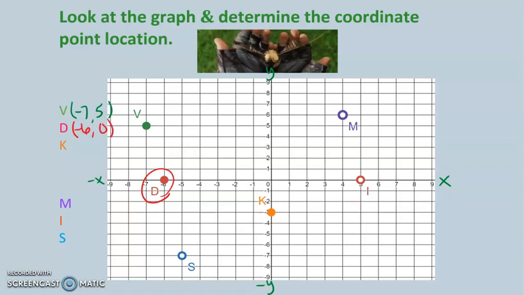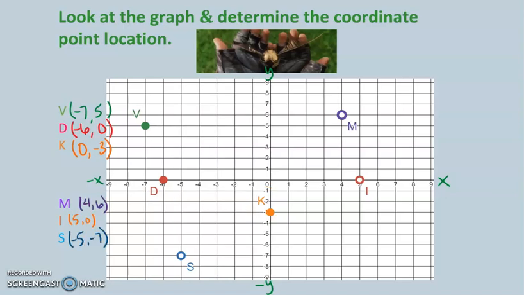All right, D is our next point, and I can see that it's at -6, 0. I went 6 spaces to the left, but I did not move up or down at all. And then our third point is point K, and this time I didn't move left or right at all. So since I didn't move, I'm going to put 0, but then I went down 3, so that's -3. Go ahead, pause the video, and try to find these last 3 points.